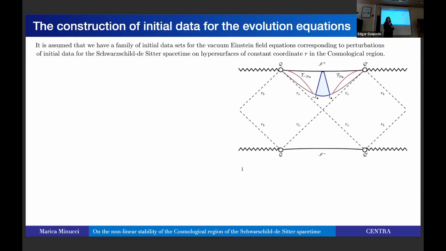Having said so, to evolve the system and solve the Cauchy problem, we need a suitable set of initial data. At this point, one can show that one can solve the constraint equation, and from the solution, one can construct algebraically initial data for the evolution equation. To do this, one assumes that there is a family of initial data sets for the vacuum Einstein field equation that corresponds to perturbations of the initial data set for the Schwarzschild-de Sitter solution on a hypersurface of constant R in the cosmological region. So one considers initial data on the hypersurface and then constructs the initial data for the evolution equation starting from this initial data.